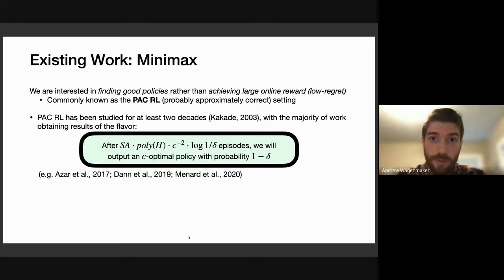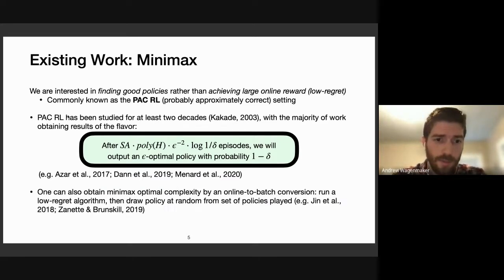We have results that are optimal now, even in terms of H. But it's also still very coarse, right? It doesn't disambiguate between two MDPs that might have the same number of states and actions, where one MDP might be much easier to solve than another MDP. But the majority of the results out there in PAC RL look something like this.